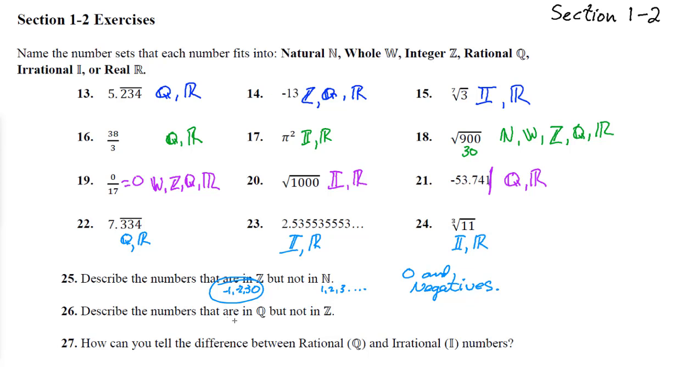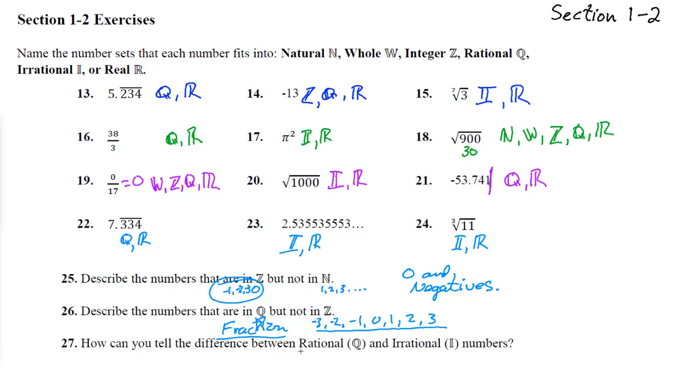All right, describe the numbers that are in Q but not in Z. Now, Z is everything that's nice. So -3, -2, -1, 0, 1, 2, 3, right? Q are all the fractions. So these guys are everything that is a fraction that does not simplify to an integer. So this fills in most of the holes between all of the integers. The integers are like the even numbers, and the fractions are all the things in between.